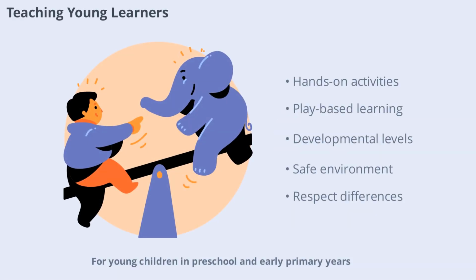For young children in preschool and early primary years, developmentally appropriate practice, DAP, is key. Activities should be hands-on, play-based, and tailored to children's developmental levels. The learning environment must be safe, secure, and supportive of exploration and social interaction. While some critics argue that young children can handle more formal instruction, most research supports the value of respecting individual differences and readiness for learning.